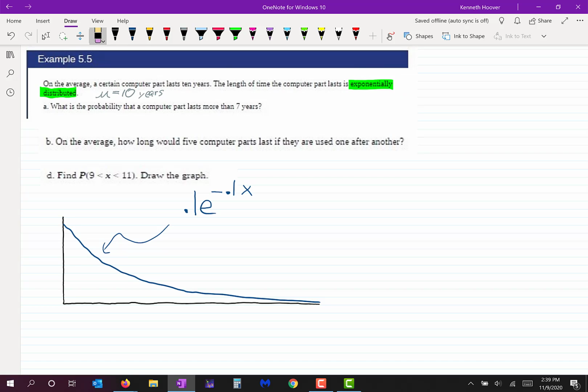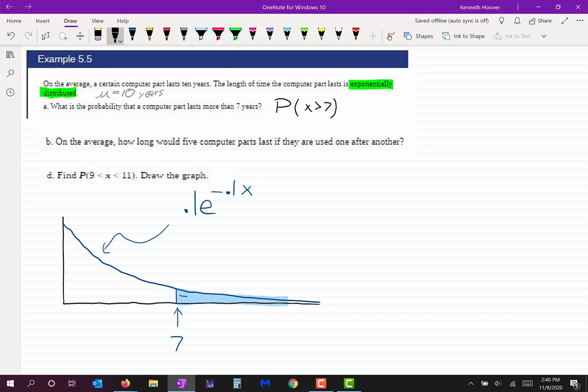A, what's the probability that the computer part lasts more than 7 years? Okay, so here's what that means. Where would 7 be on here? Let's just put it right here. Okay, and what they're asking for is this area out here. That's the probability of a computer part lasting more than 7 years. The probability that x will be more than 7. Okay?